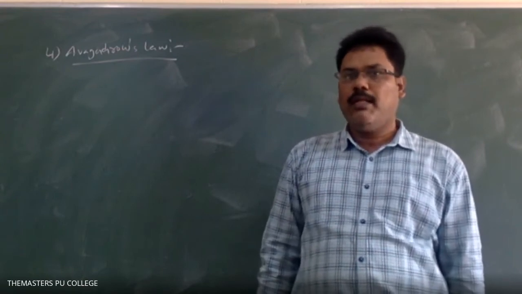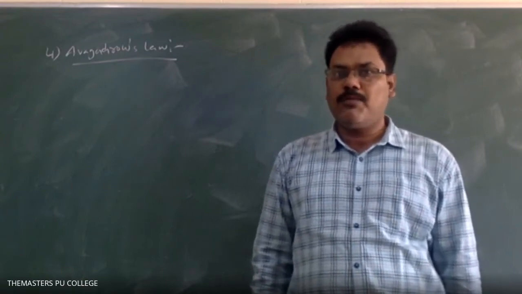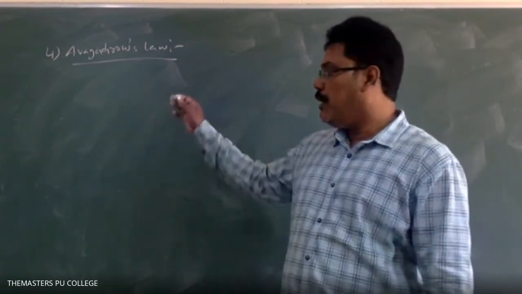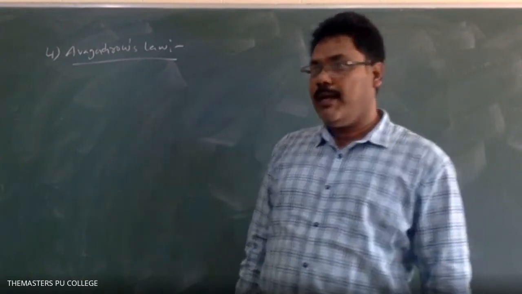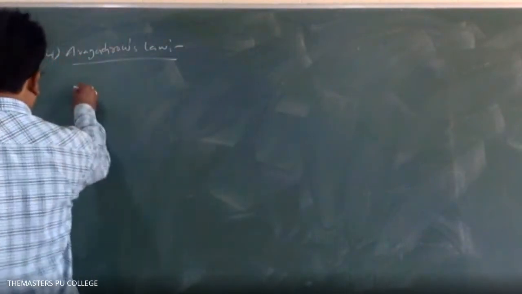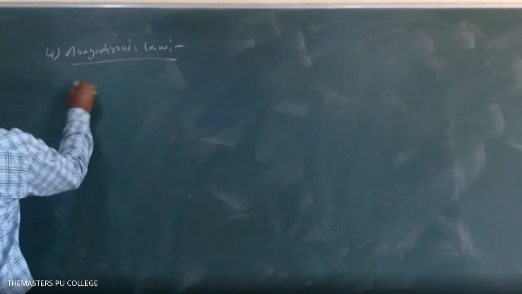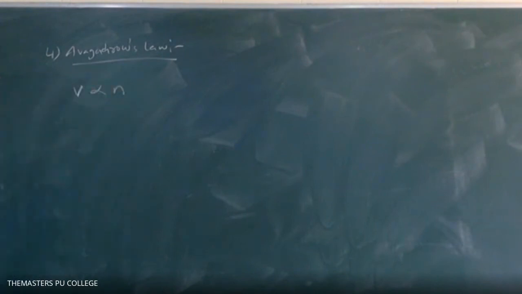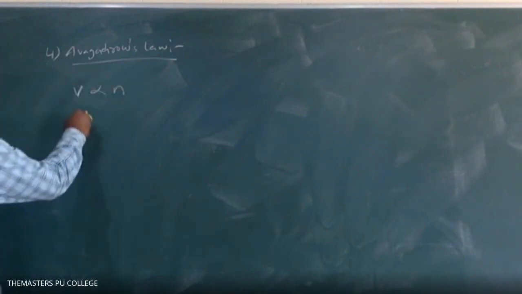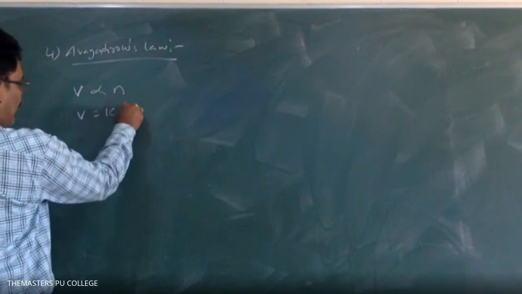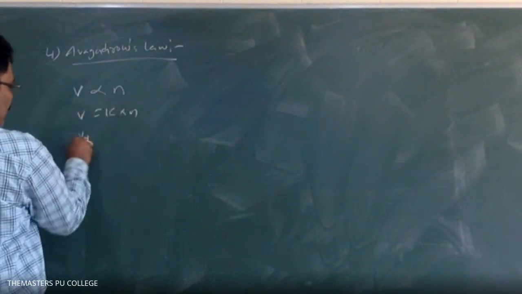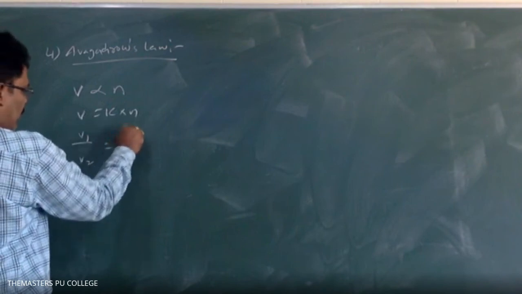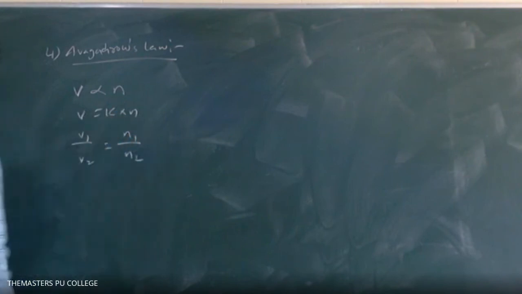Generally, the amount of substance we can represent in terms of moles. So that's why Avogadro's law can be expressed mathematically. V is proportional to N, so V is equal to K into N. From this, V1 by V2 is equal to N1 by N2.